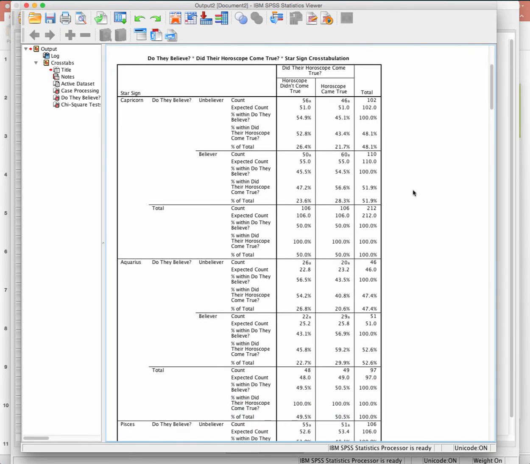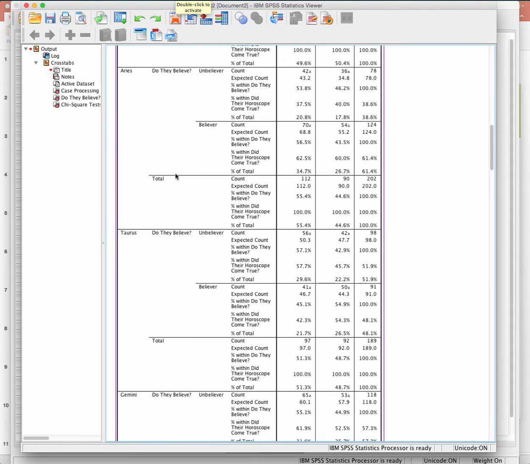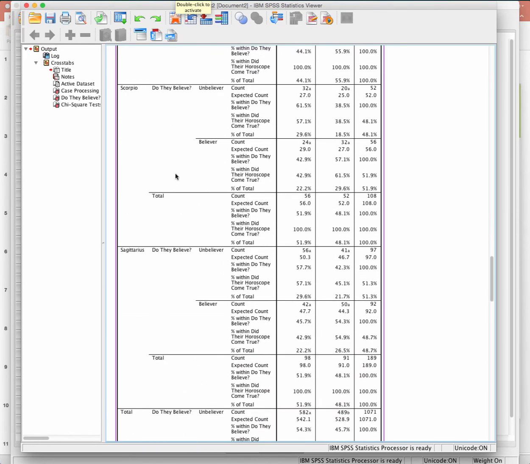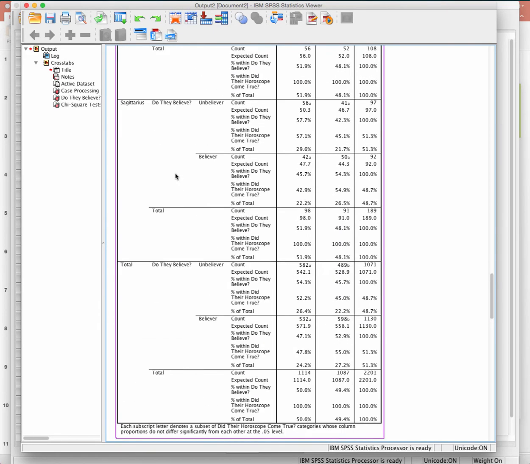This is the cross tabulation for did the horoscope come true, and the star sign. So did the horoscope come true? It was either that the horoscope did come true or that it did not. Either they were an unbeliever or they were a believer. And then the total for each of the star signs. So this is 12 star signs long, 1 sign per month here, as you can see.